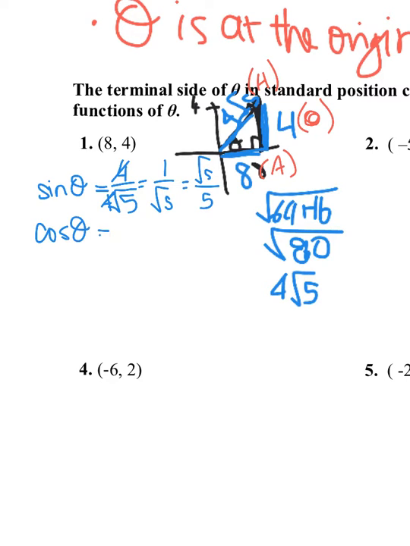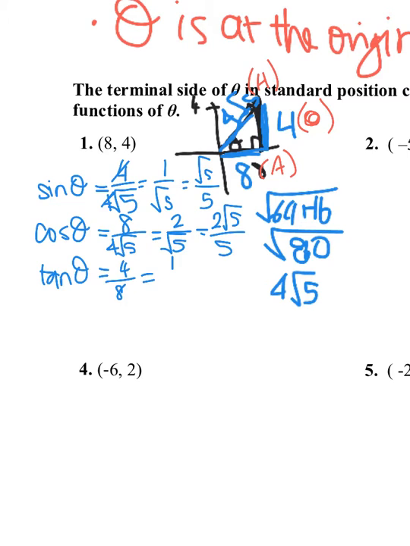Cosine of theta will be adjacent over hypotenuse, which is 2 over rad 5 when you reduce, and rationalize to 2 rad 5 over 5. And then tangent of theta will be opposite over adjacent, which simplifies down to 1/2. So those are our first three.